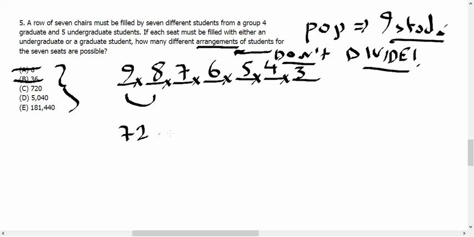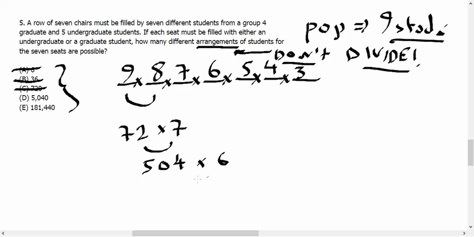So 9 times 8 is 72, and we'll multiply that by 7. So 72 times 7, 7 times 7 is 490. 7 times 2 is 14. So that's going to be 504 so far. 490 plus 14, yeah, makes sense, 504. And then we multiply this one by 6. Okay, well, already I can see that if I multiply this 504 by 6, I'm going to be way above 720. Okay, so that seems apparent.